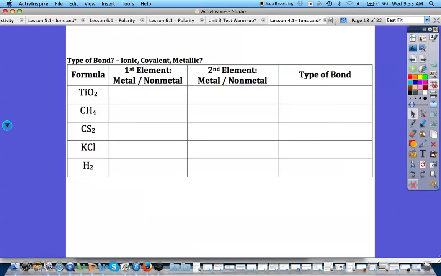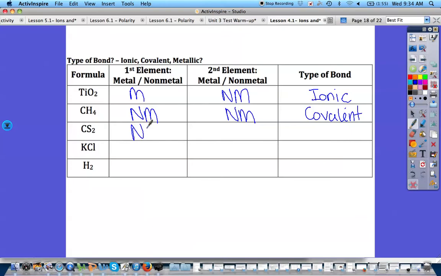So just to review different types of bonds, we're going to look at these formulas and determine, is the first element a metal or a non-metal? So titanium, the first element is a metal. Oxygen is a non-metal. A metal and a non-metal together forms an ionic bond. Carbon is a non-metal, and hydrogen is also a non-metal. This forms a covalent bond.